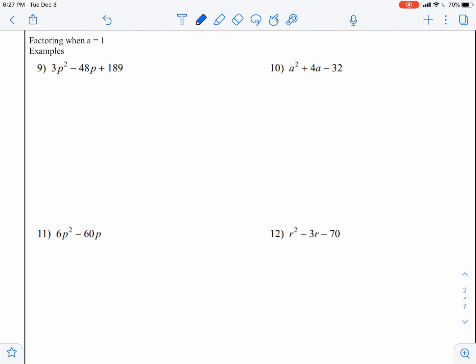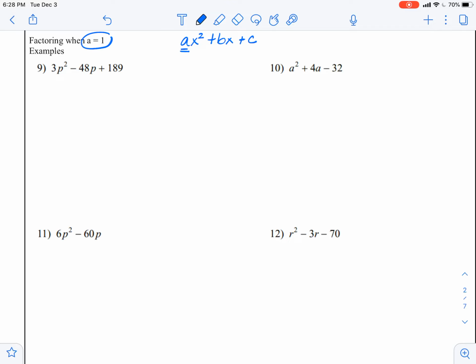Okay, so we are back to the third installment of factoring. And this one is going to focus on when your first number is 1. Now, what I mean by that is when we have a quadratic, it is ax squared plus bx plus c. That is the basic form of it. So what I'm referring to is this first number when it's 1. Okay, that is the simplest factoring that there is.